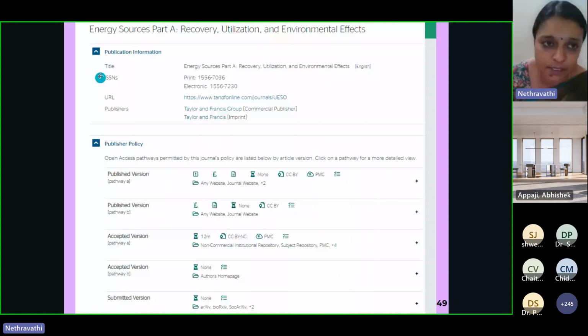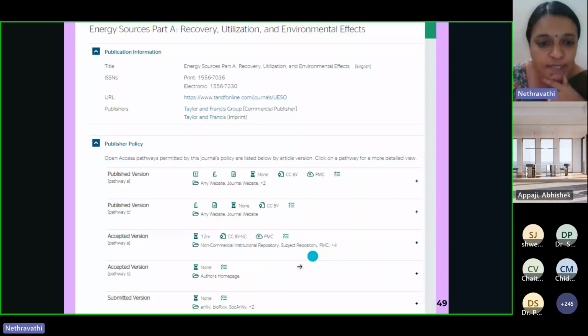Here are the first basic general details of this journal, its ISSN. Who is the publisher? The publisher is Taylor and Francis Group. It is a commercial publisher. Taylor and Francis is a commercial publisher. And under that, you can see what is called the publisher policy.